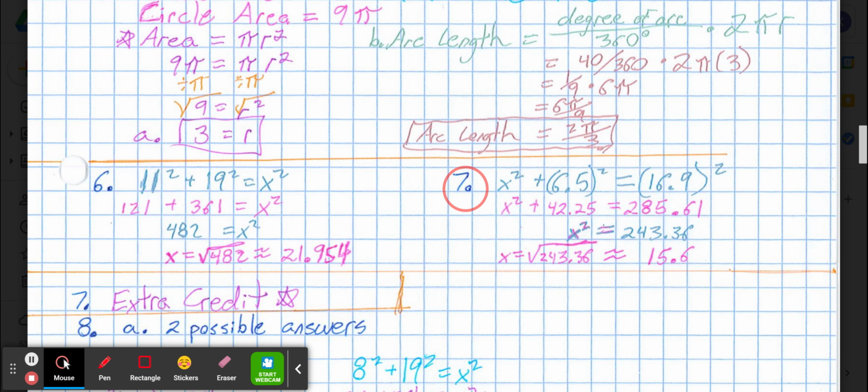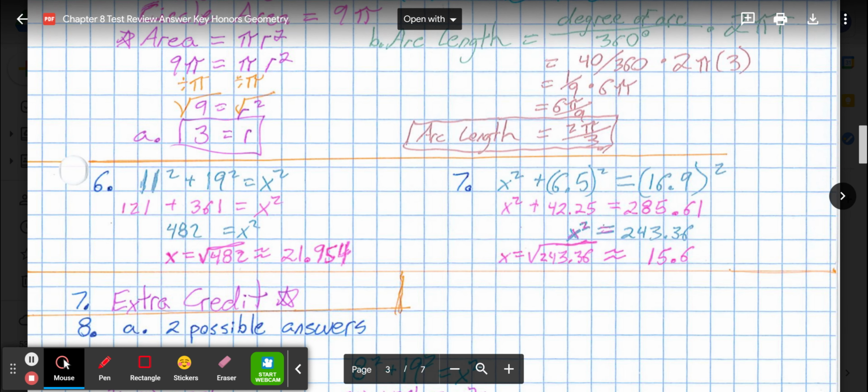Then in number 7, now we're looking for a leg. So we had used that, x squared plus the 6.5 squared equals our hypotenuse of 16.9 squared. So x squared plus 42.25 equals 285.61. Subtract the 42.25, and x squared is 243.36. So x would be the square root of 243.36. Put the square root into your calculator, and that comes out to be approximately 15.6.